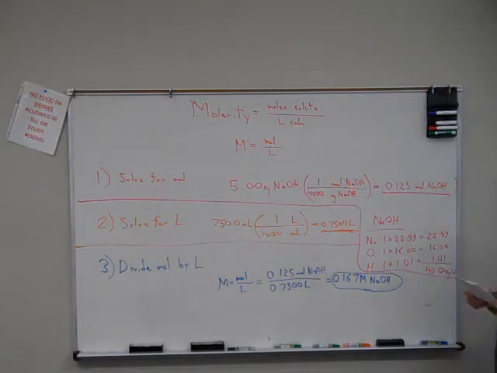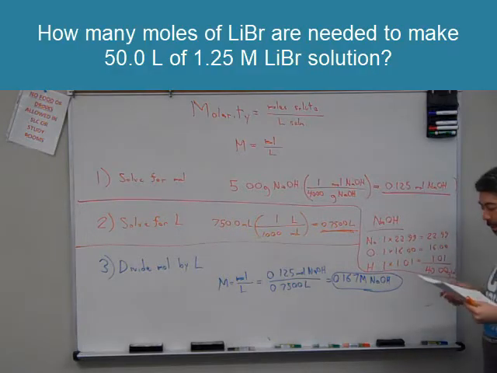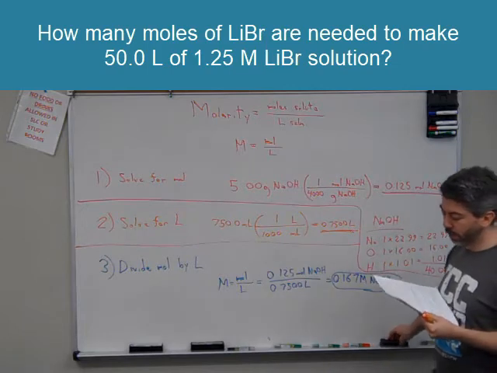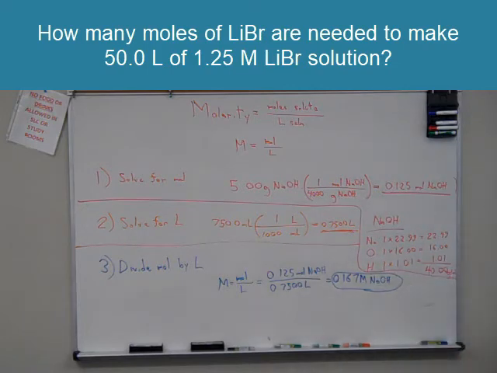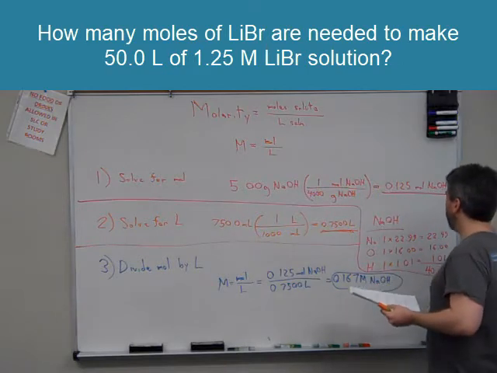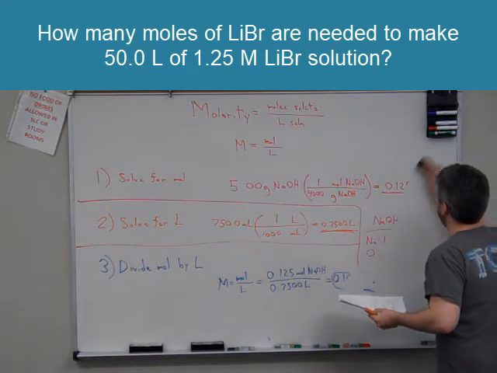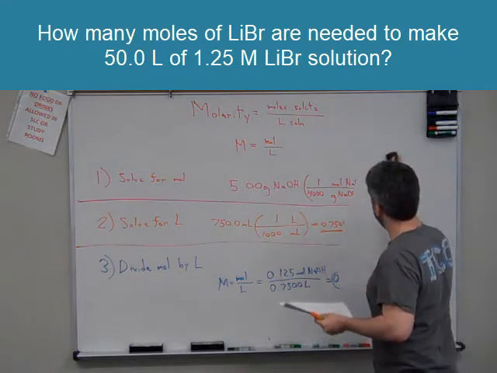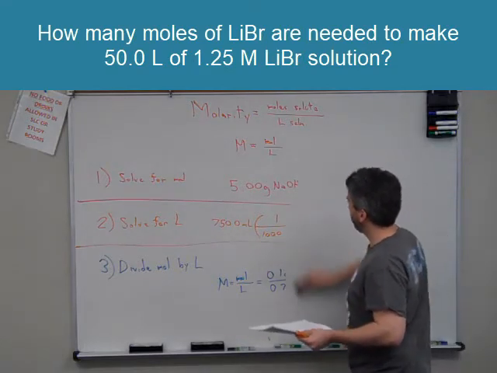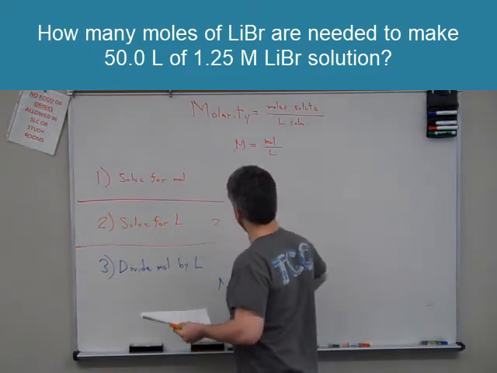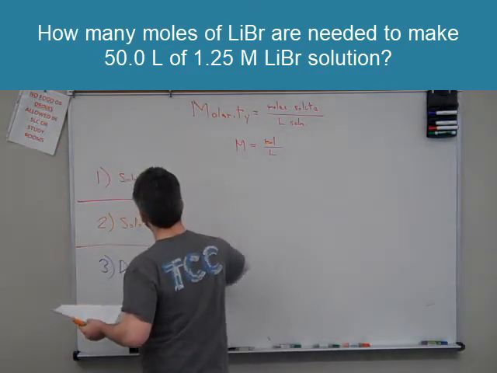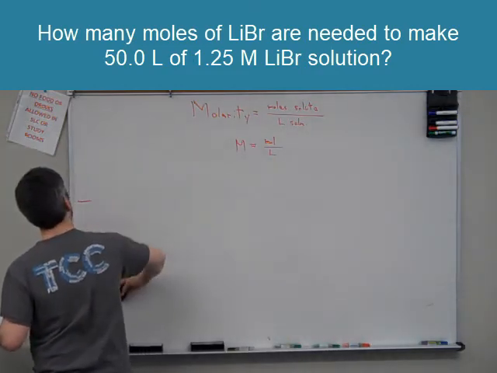Alright, so now we're going to go to number 12. It says how many moles of LiBr are needed to make 50 liters of a 1.25 molar LiBr solution. So we have the molarity? Yeah, in this case we're given the molarity, which means just like when we're given other concentrations, we can use it as a conversion factor.